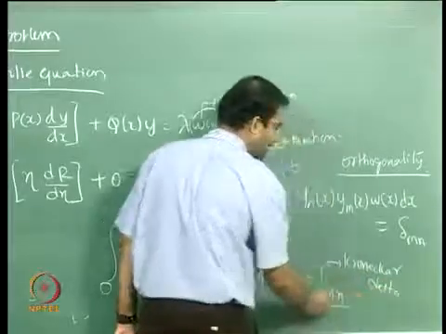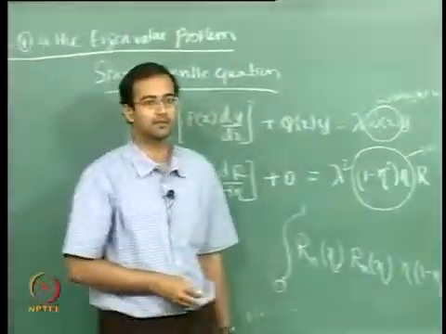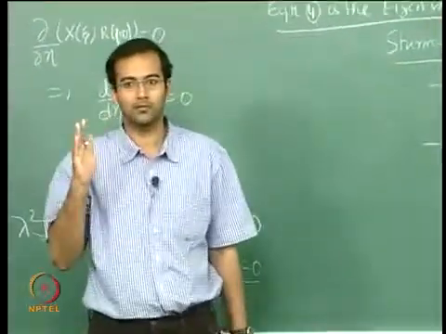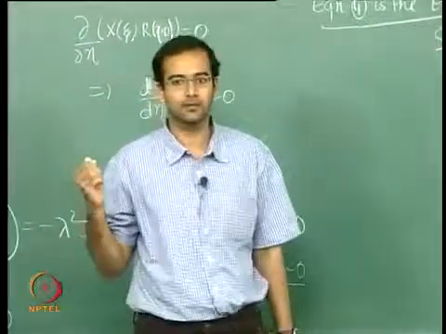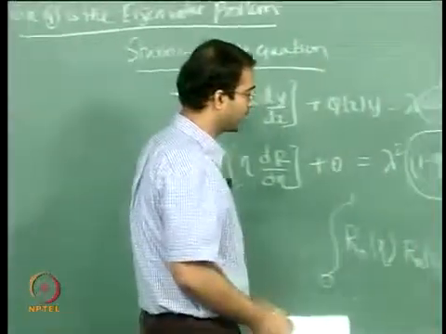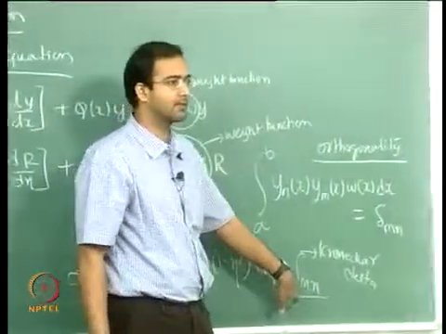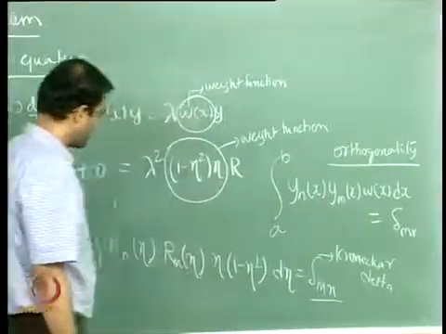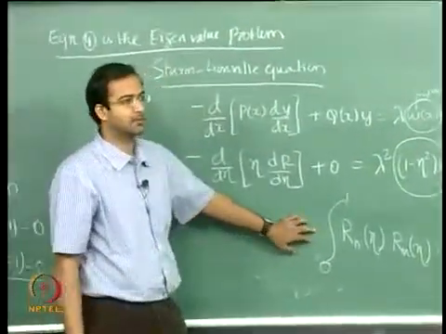This is the delta function. I hope all of you know what a delta function is. It is equal to 1 at only one value, everywhere else it is 0. So for the case where m equal to n, this is equal to 1, otherwise it is 0. Therefore this is my orthogonality condition which I will use.